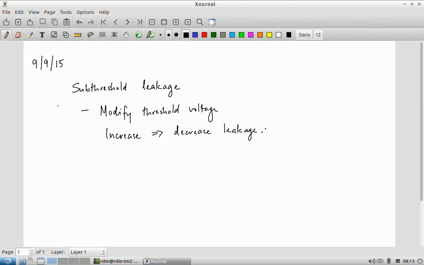What is the problem with increasing the threshold voltage? Why is it that you don't want to increase the threshold voltage? The on current suffers. So these are conflicting demands. Ideally, you want the lowest possible threshold voltage so that your transistor, for a given size, can deliver as much current as possible. But if you have something of that sort, it's going to leak. So you want a high threshold voltage so that the leakage currents are suppressed.